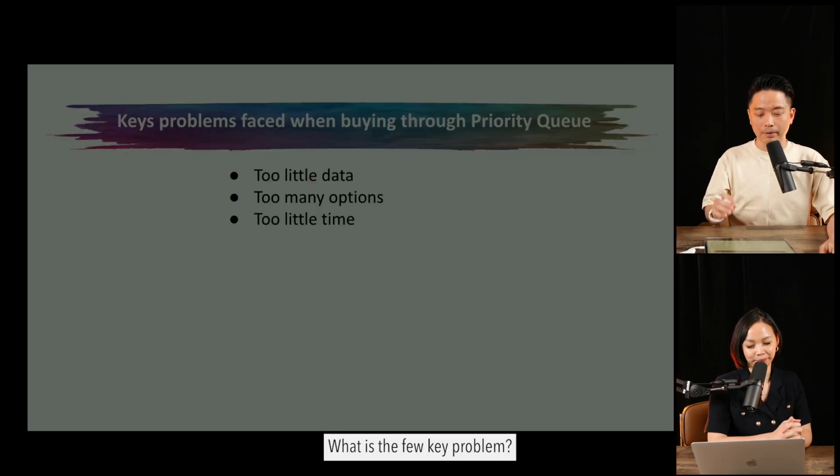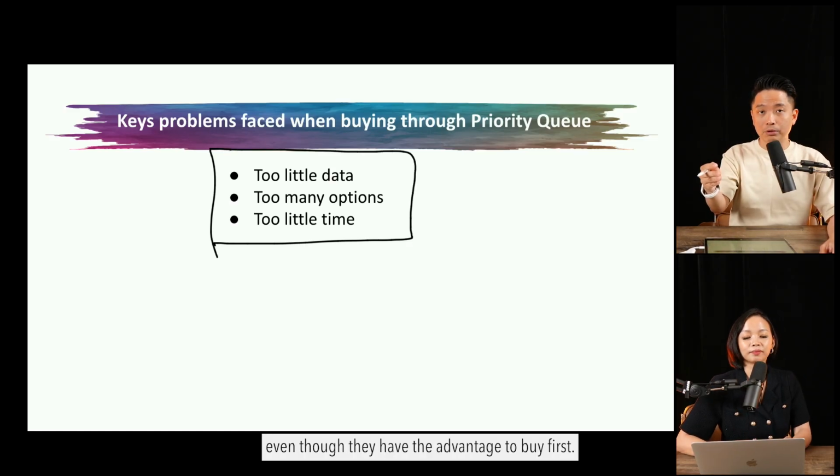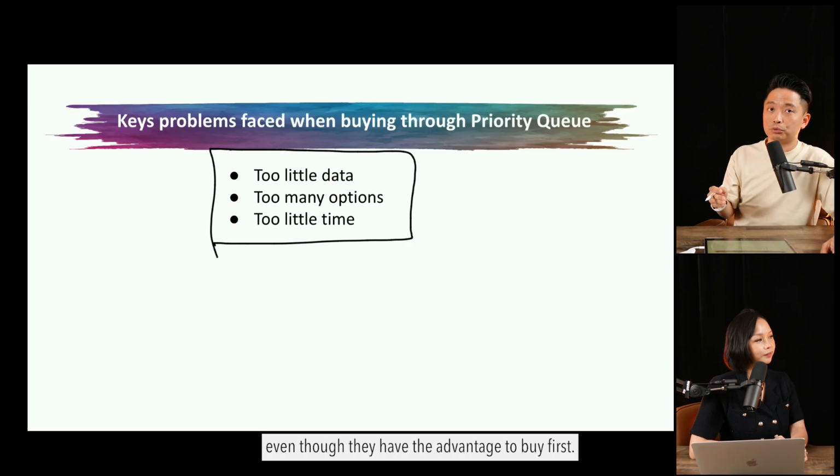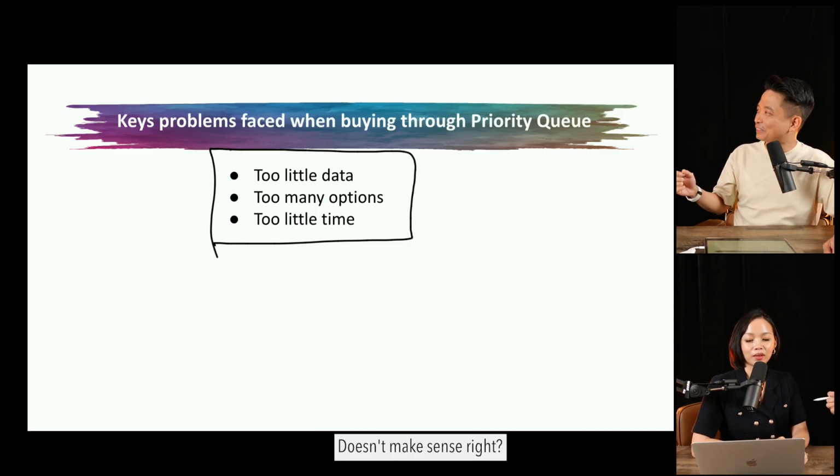What are the key problems? These 3 things cause them to buy higher, even though they have the advantage to buy first. I have the advantage to buy first, but I buy higher. Doesn't make sense, right?